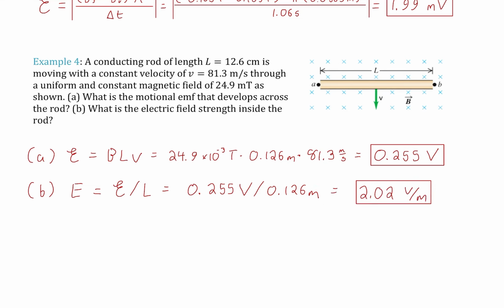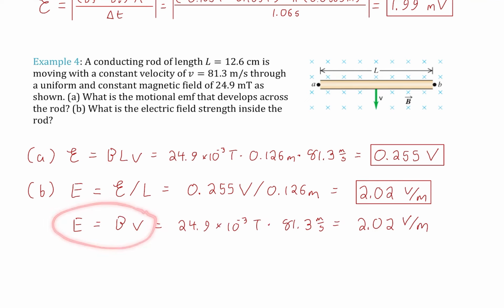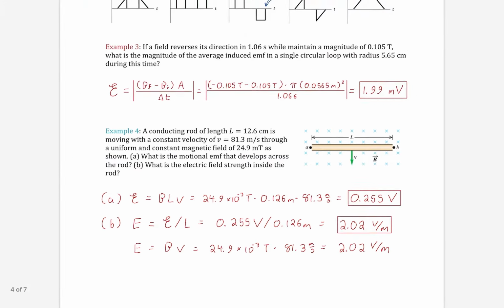volts per meter. But if you think about it, dividing by the length is the same as saying that electric field is just magnetic field times velocity, which indeed it is. So you can also express the electric field inside a motional EMF conducting rod as just magnetic field times velocity. And of course, you get the same answer. Okay? All right, good simple one to get started.